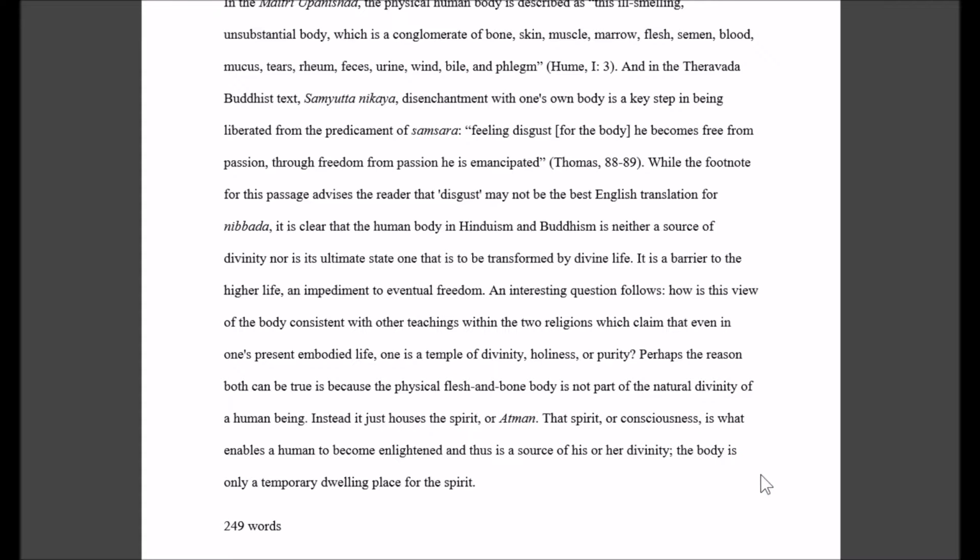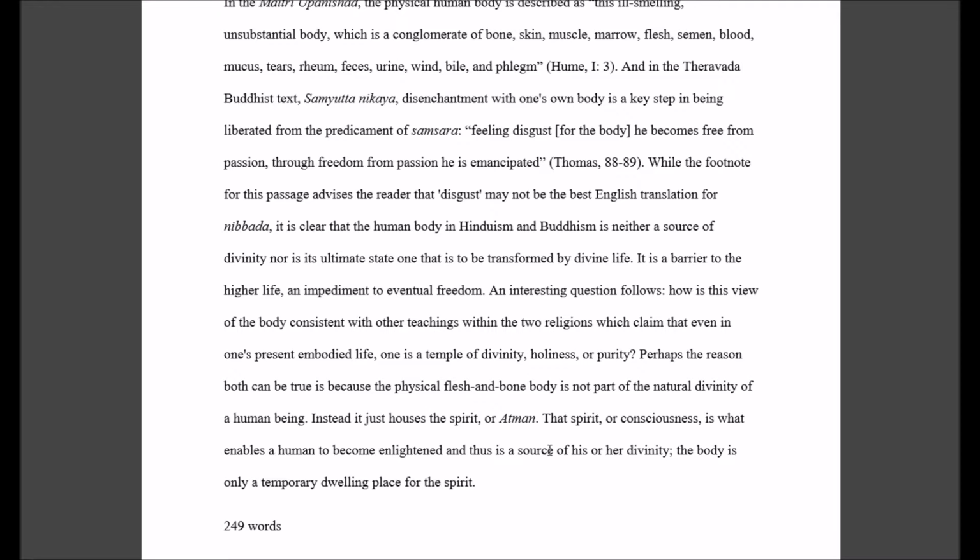Okay, so that's a really plausible explanation, right? Instead, it just houses the spirit or Atman. So here again, she is showing the closeness of her reading, the care that she put into the reading, by bringing in some of the technical terms that are relevant to what she just said. That the human being ultimately is not the body. The human being is Atman. Okay, so the body is just this house.